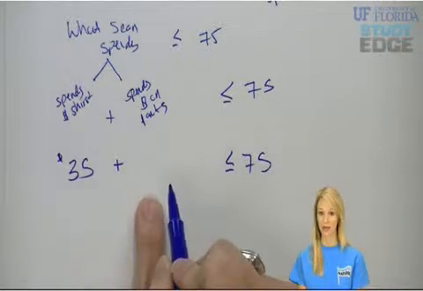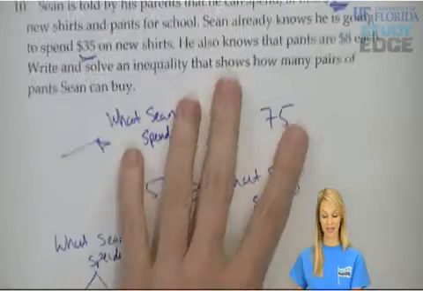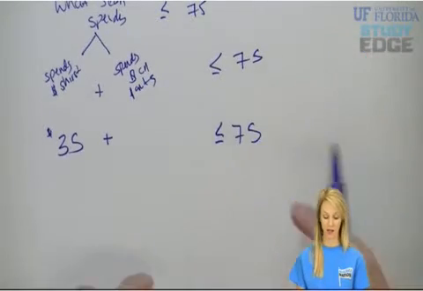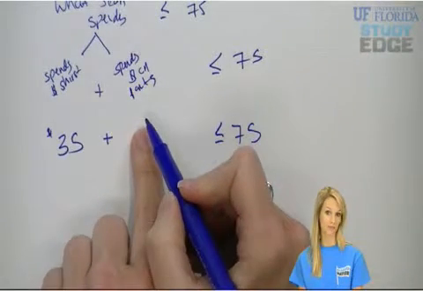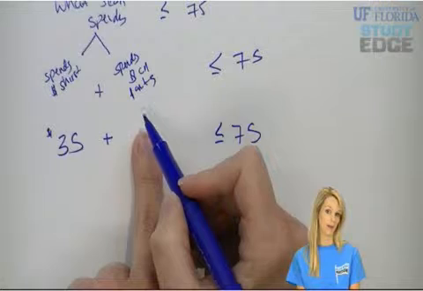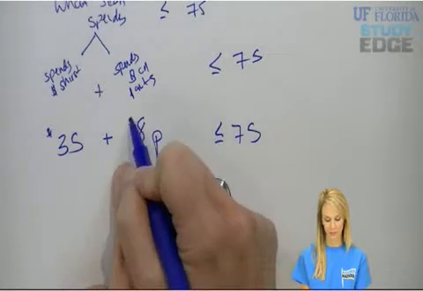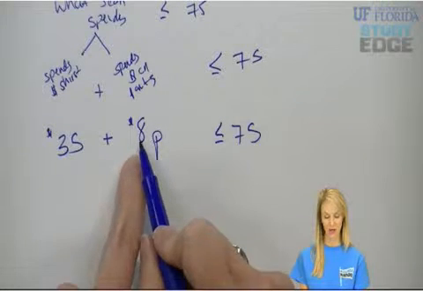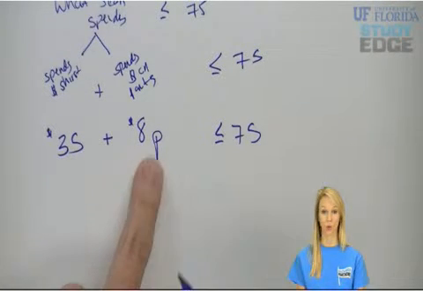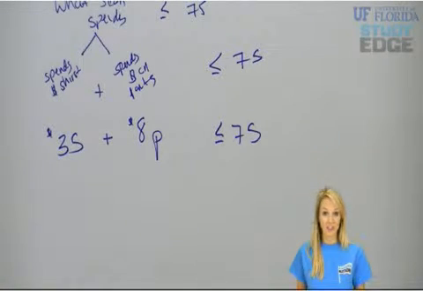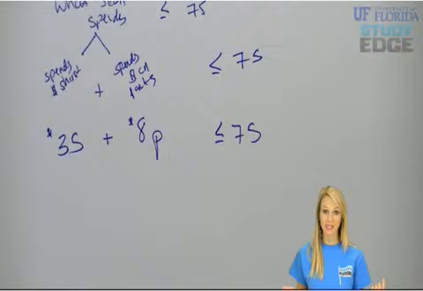Well, how much is he spending on pants? For each pair of pants that he buys, he has to spend $8. Each pair costs $8. So if he buys one pair of pants, he spends $8. If he buys two pairs of pants, he spends $16. For each pair of pants, we'll call that p, he spends $8. $8 times the number of pants that he buys is the total amount that he spends on pants. Well, guys, we just set up an inequality. All we need to do now is solve for p, the number of pants he can buy.